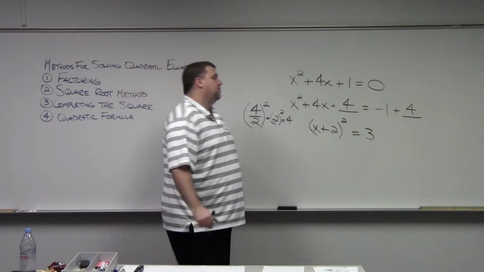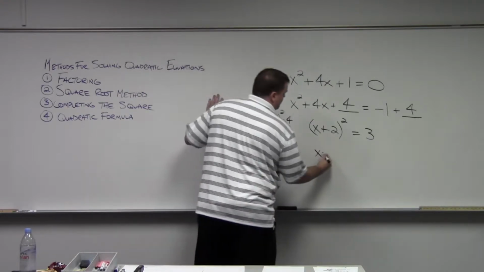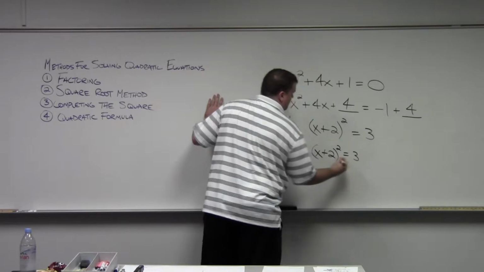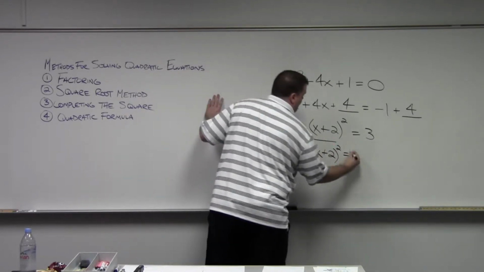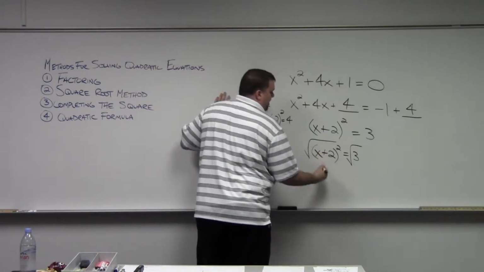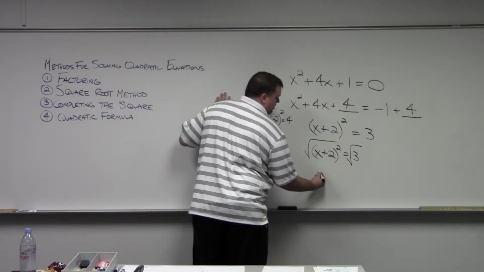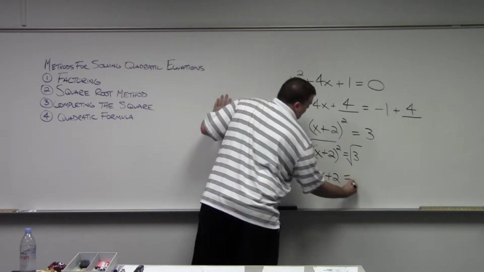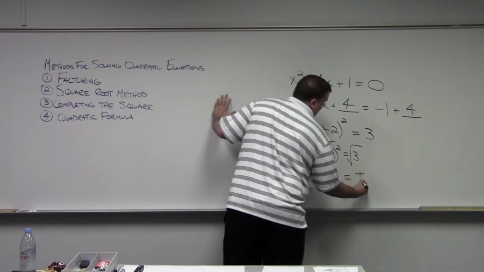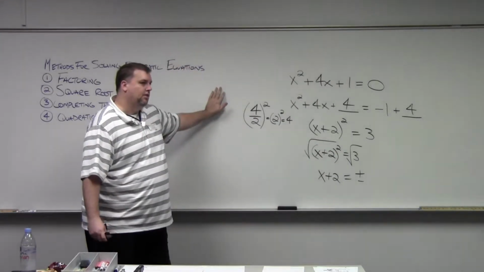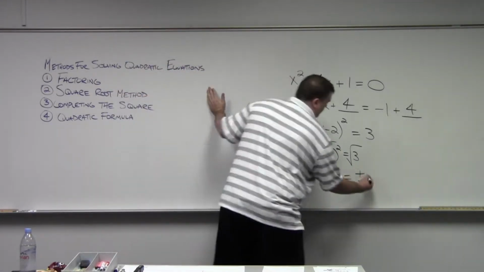From here, we can use the square root property. We can take the square root of this side and that side. When I take the square root of something squared, what do I have left? Just what's underneath. Don't forget plus or minus. Does the square root of 3 break down into anything? Is there any perfect squares? No. So we'll leave it as it is.